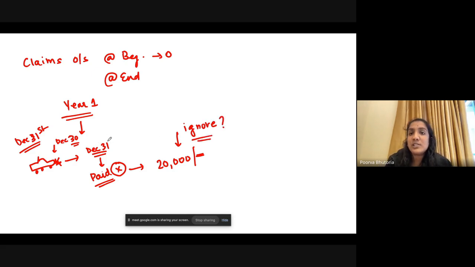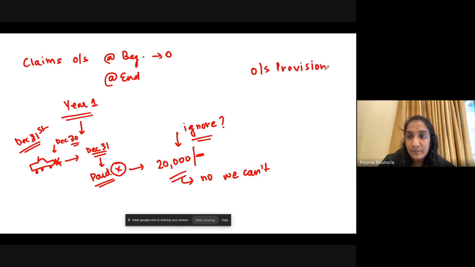Because so far, in the claims part, we've only discussed paid. But it does not fall under the category of direct paid because we have not paid. Similarly, it does not fall under RI acceptance or RI cession paid amount because it is not paid yet. So can we just simply ignore 20,000? No, we can't. We will build an outstanding provision for it. An outstanding provision of 20,000.